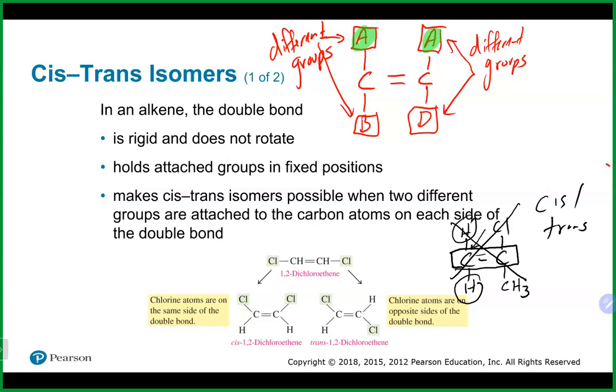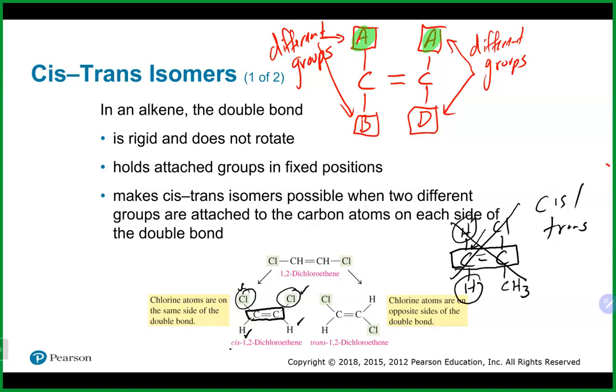So if we look at this guy down here, this is the double bond that we would want to focus in on. And here we have a chlorine and a hydrogen. Those are different groups. This is a chlorine and a hydrogen, which are also different groups. And again, in this case, the chlorine is shared between the two carbons. And that chlorine is on the same side of the double bond, and that would be our cis.